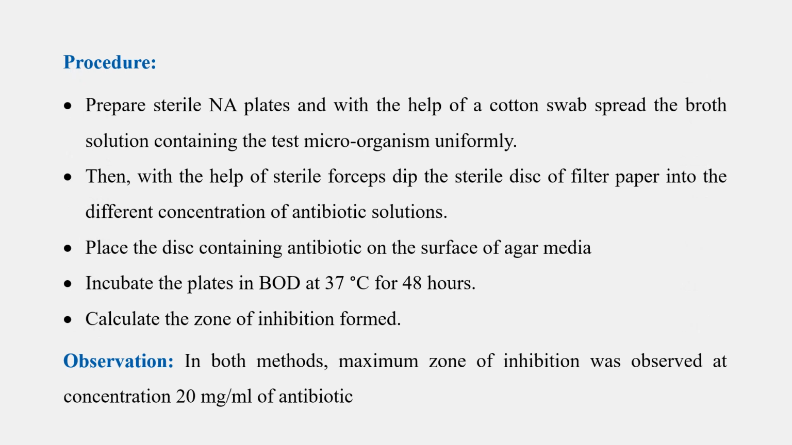Procedure. Prepare sterile nutrient agar plates and, with the help of a cotton swab, spread the broth solution containing the test microorganism uniformly. Then, with the help of sterile forceps, dip the sterile disc of filter paper into the different concentrations of antibiotic solutions. Place the disc containing antibiotic on the surface of the agar media. Incubate the plates in a BOD incubator at 37 degrees Celsius for 48 hours. Calculate the zone of inhibition formed.